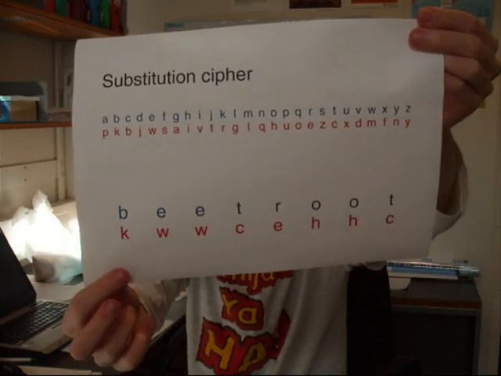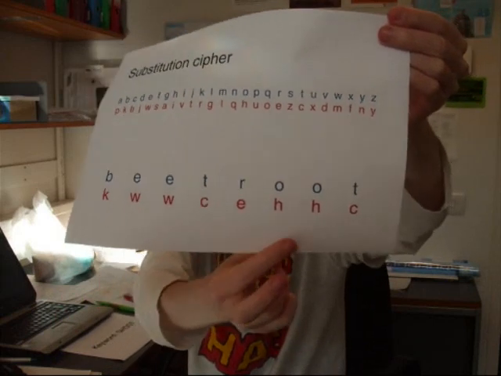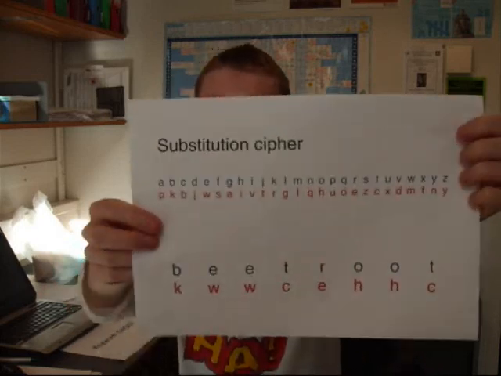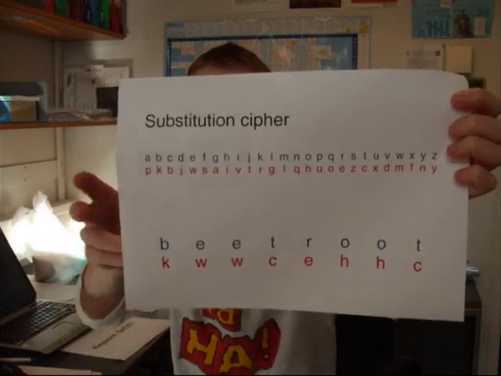So if I write this word here like beetroot, then we get KWWCEHHC. Now to break this code is not too difficult. What you do is you look for the most common letter. So let's say, for example, if E becomes a W, like here, then I will expect W to be the most common letter in the code, because E is the most common letter in English. T is the second most common letter in English, and A is the third, and so on. So you can use this idea to work out which letter is which.